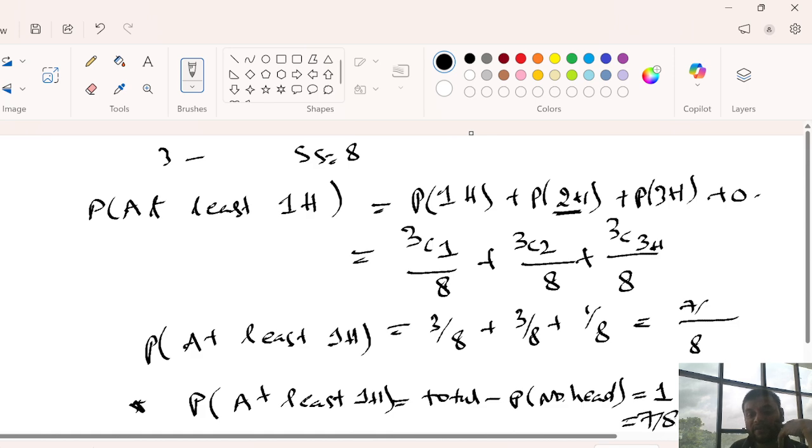So whenever an at least question comes, guys, you have to use either this formula, that is, the probability of at least one head is equal to total minus the probability of no head, or you will have to calculate individually as we calculated before. I hope, friends, you have understood this example. Okay, let us go to dice rolling.